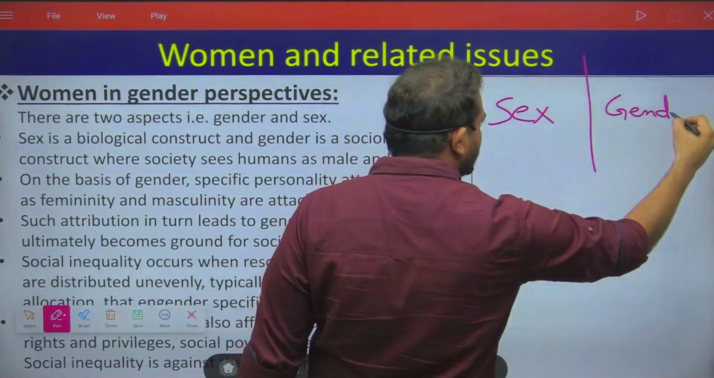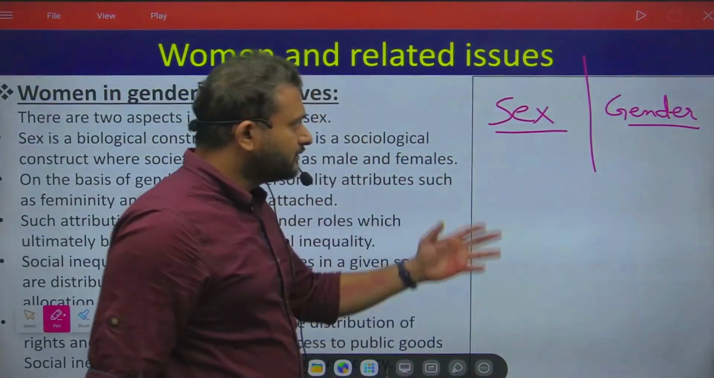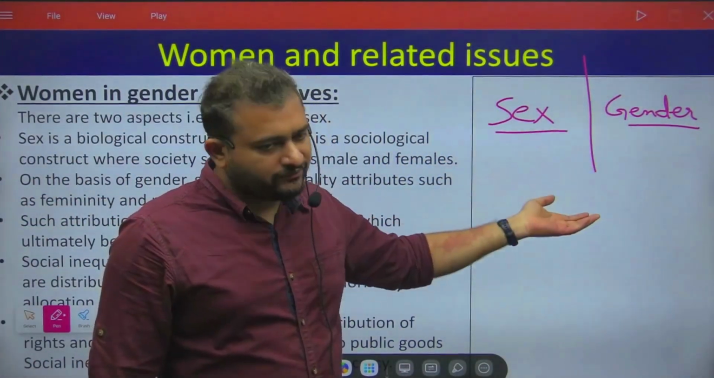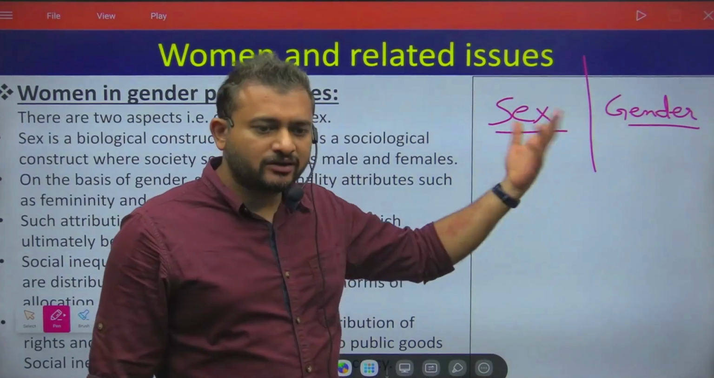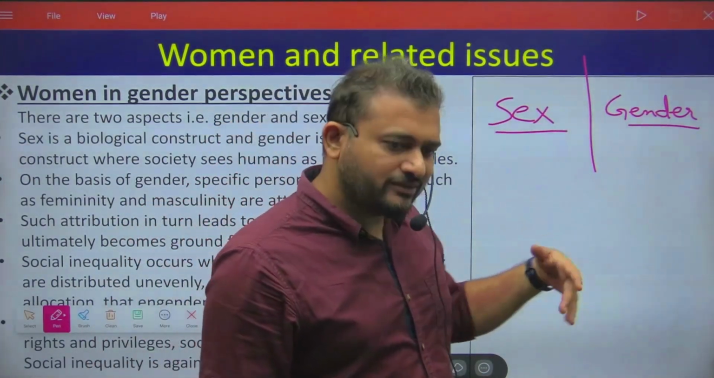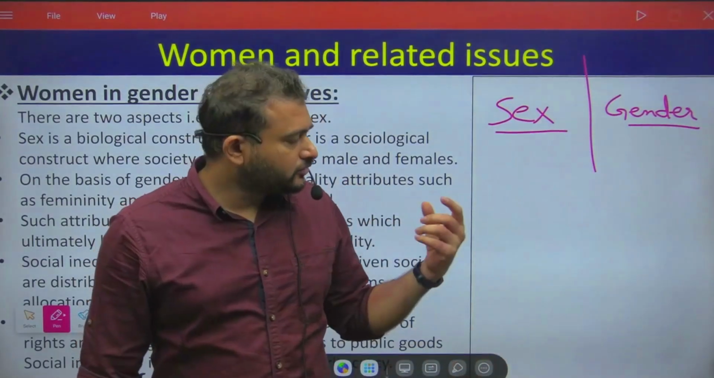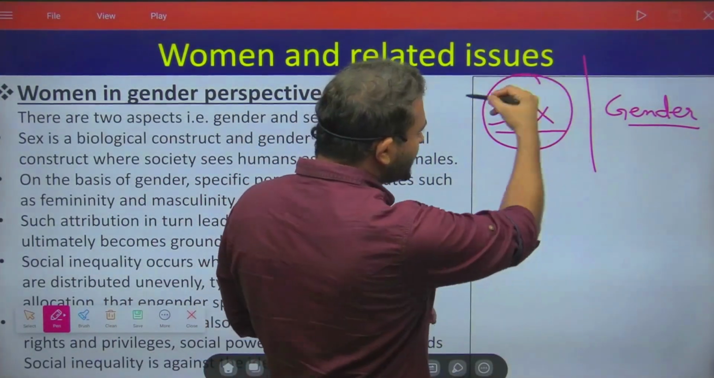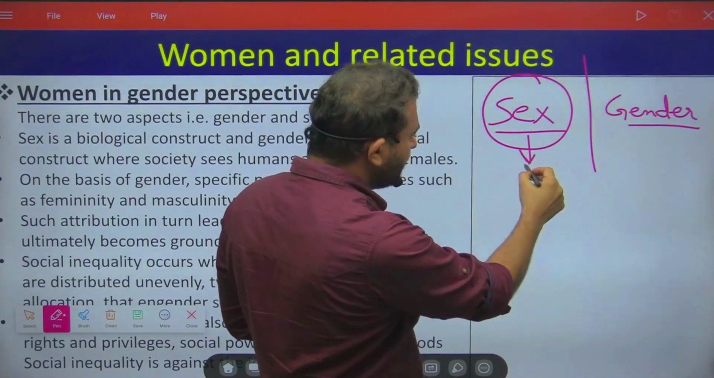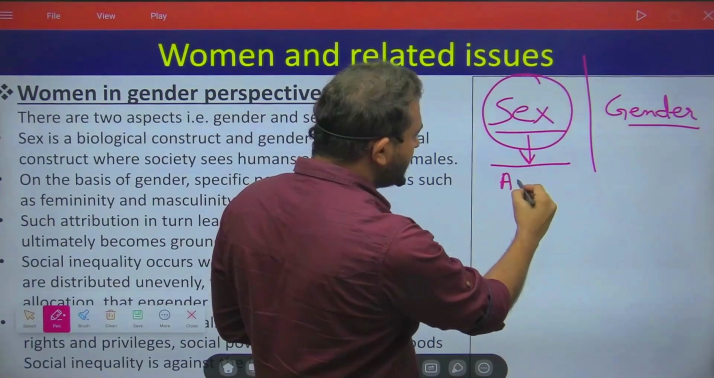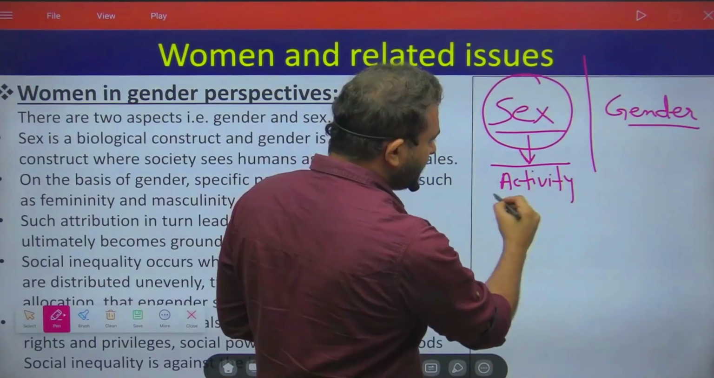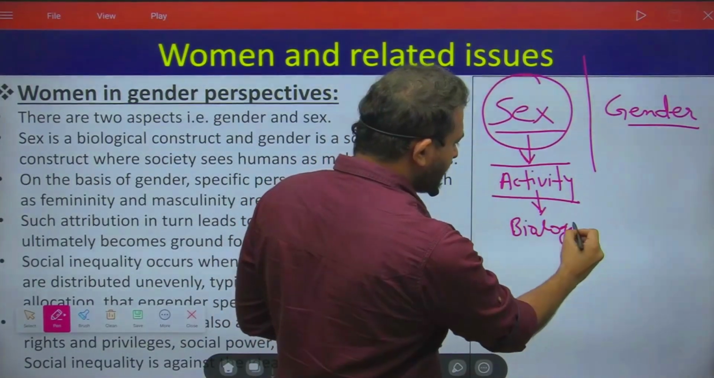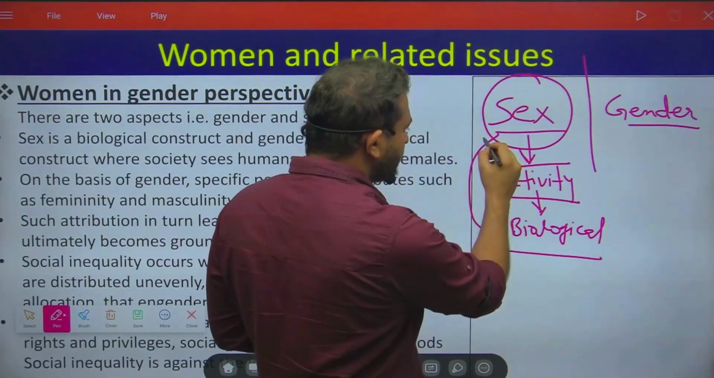You can memorize it like this: because we always have confusion, even though we are studying right now, later on 1 month or 2 months or 6 months later even we will get confused. To memorize this, I can give you that kind of example. When we use the word sex, we also use this word as an activity, that we have done sex. That means that particular activity is biological. So the sex term is biological.